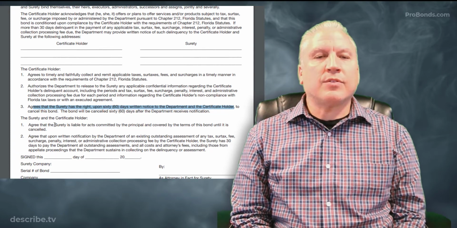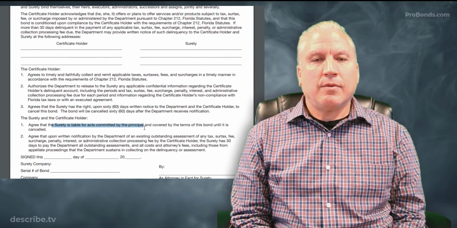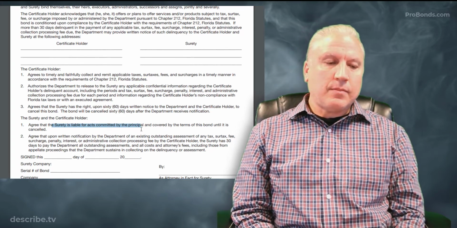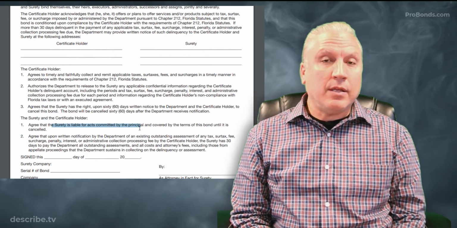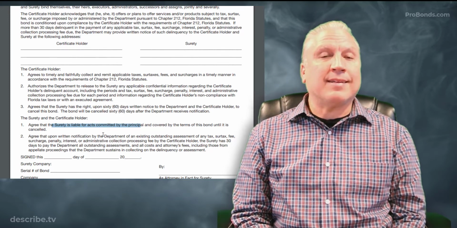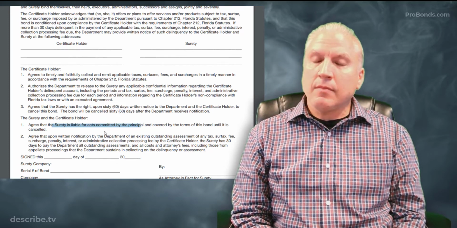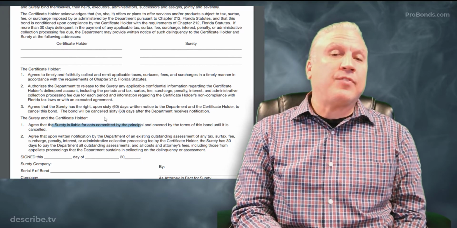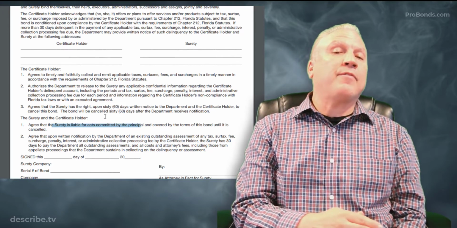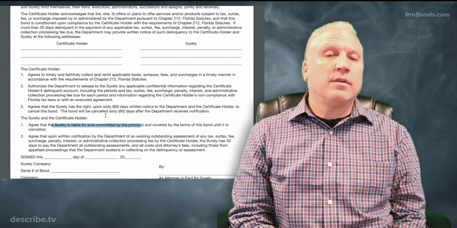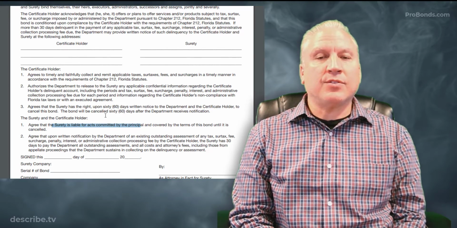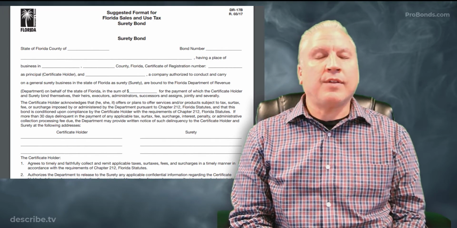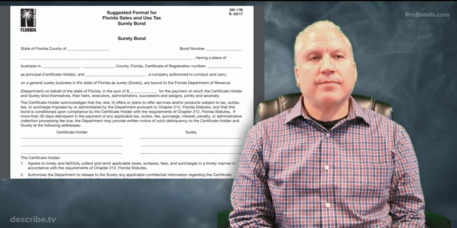The surety is liable to the principal until the bond is canceled, meaning that if the company, the store, does not remit the taxes to the state, then the surety company, the insurance company, has to pay the state the taxes. Now they can go back and go after the company, the store, for not paying taxes, but at least the state gets paid their owed tax collections.